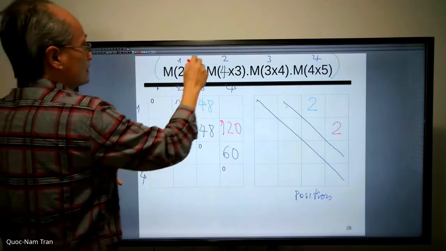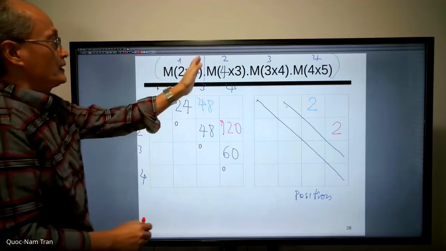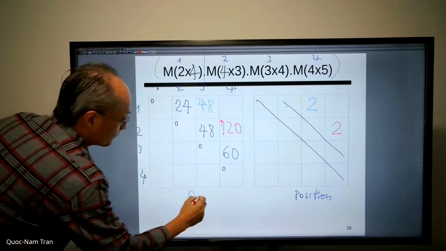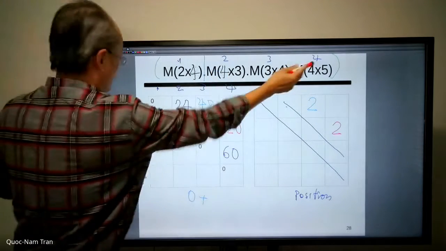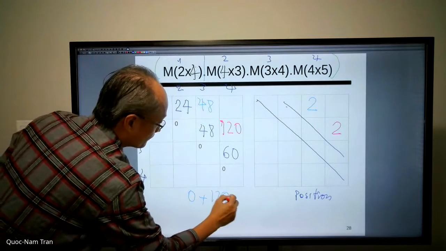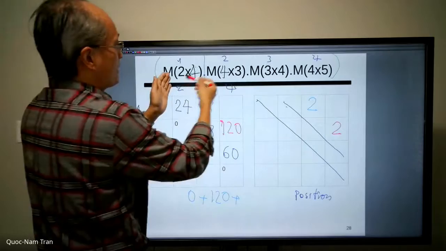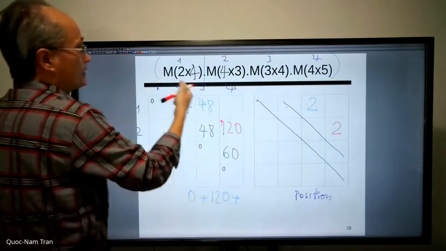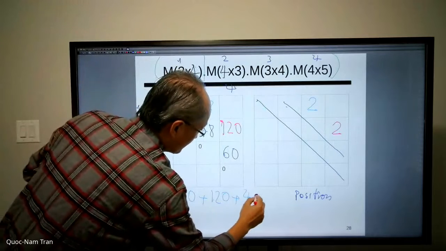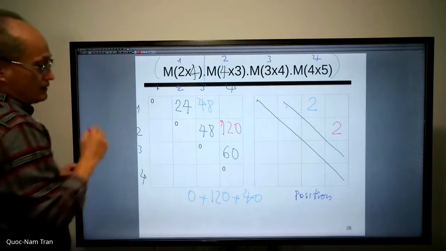Let me take this color. Break it at 1. Then the left, 1 to 1, is 0. The right, 2 to 4, is 120. And the cost for multiplying them together is 2 times 4 times 5, right? 40, right? Okay.